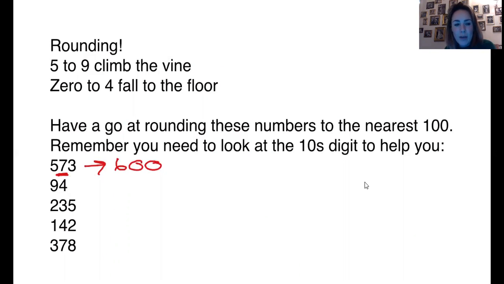Have a go at rounding the other 4 numbers on your piece of paper, and we will look at those together in a moment.